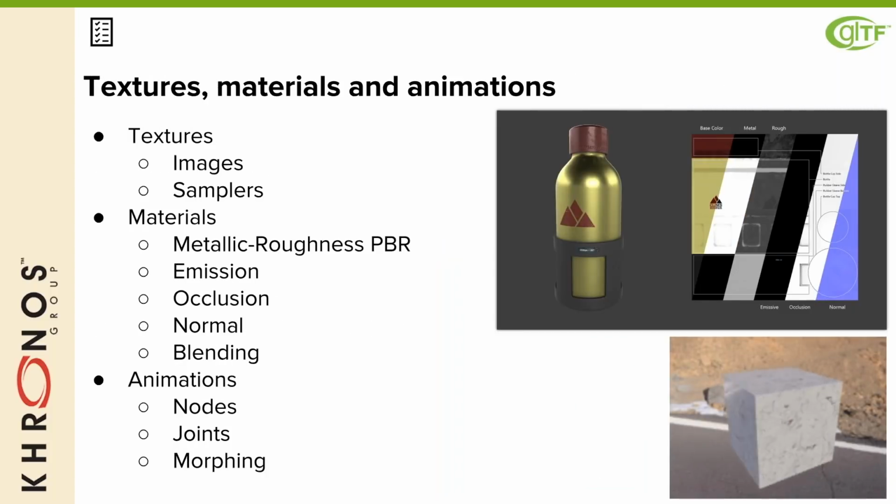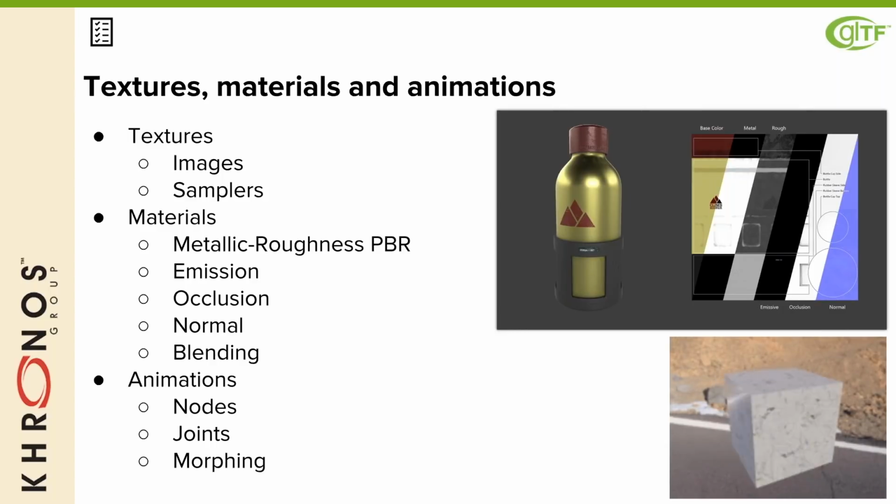Okay, so what else do we have? We have textures, materials, and animations. Regarding the textures, what's defined? We have images and samplers. Basically at this point in time, these are JPEGs and PNGs, but for the future or ahead, we probably need other file formats to be supported as well.